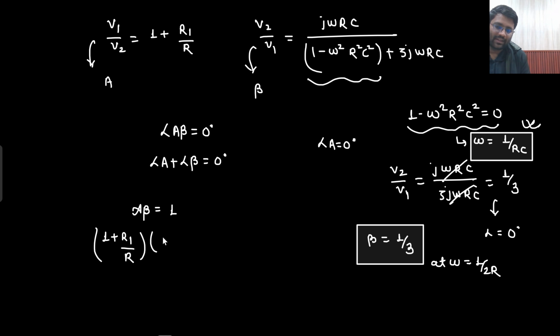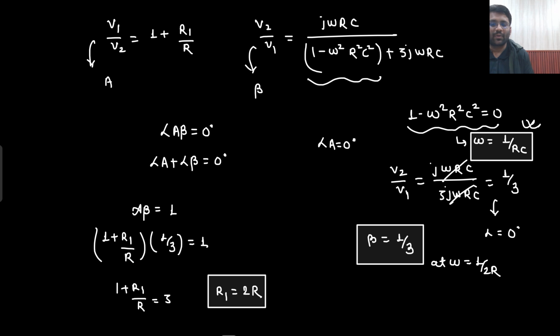And what is your beta? Beta is 1 by 3. That should be equals to 1. That means this value should be equals to 3. 1 plus R1 by R should be equals to 3. So from there R1 is coming out to be 2R. There you go. That's the answer.